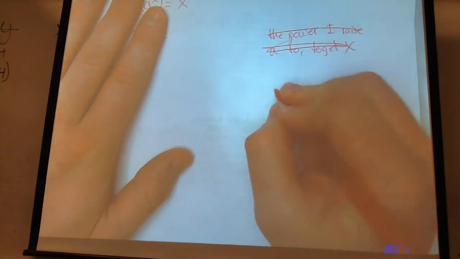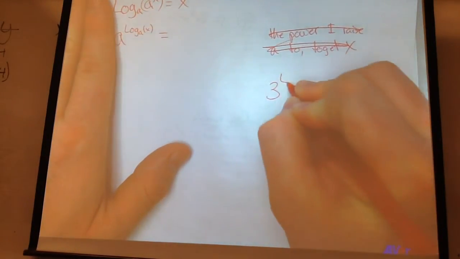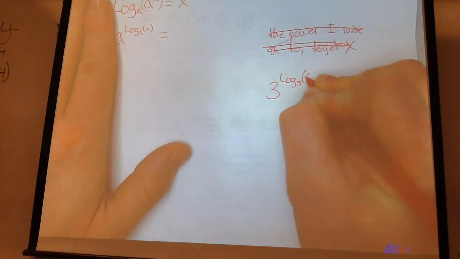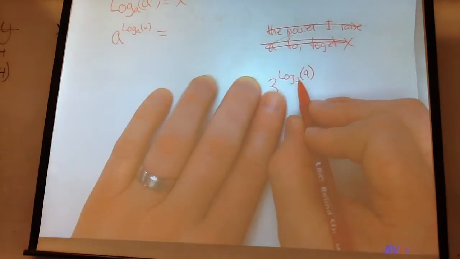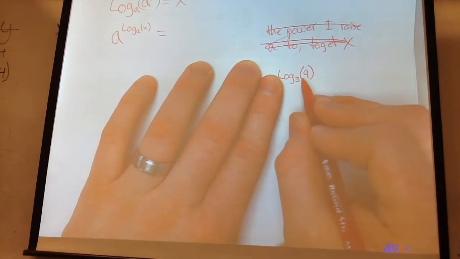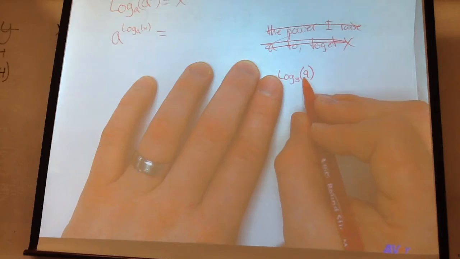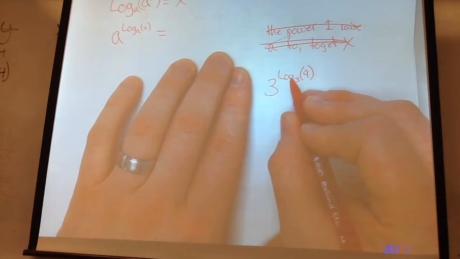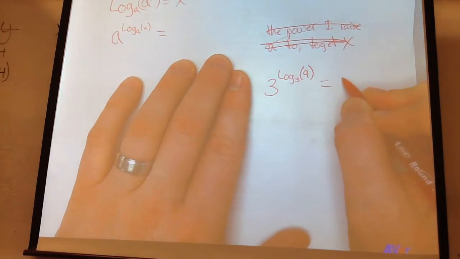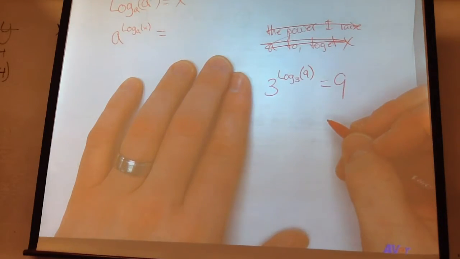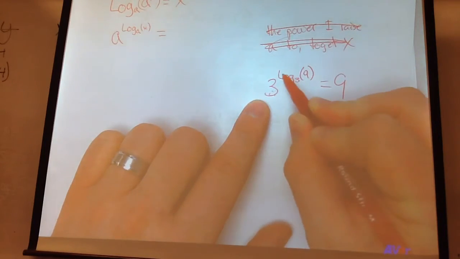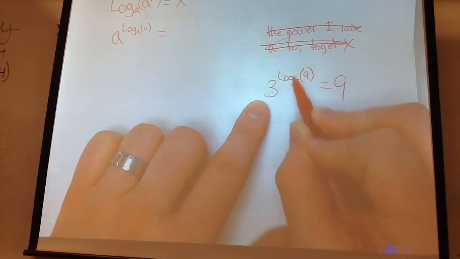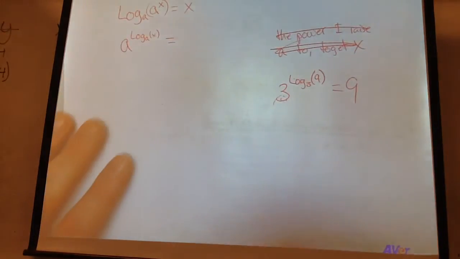Let's do it with numbers. 3 to the log base 3 of 9. This means 3 to what power gives me 9? 2. So I'm going to do 3 to the 2 power, and I'm going to get 9. These are like inverses of each other. If you have something raised to the log base of that something, they cancel, it's just 9.